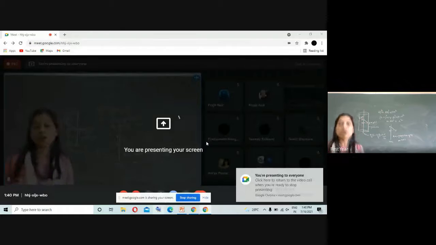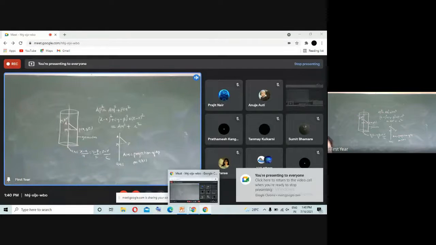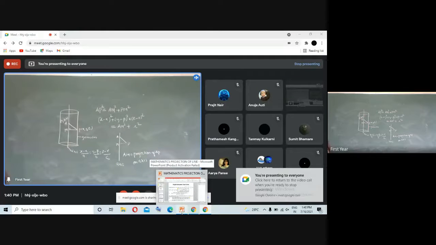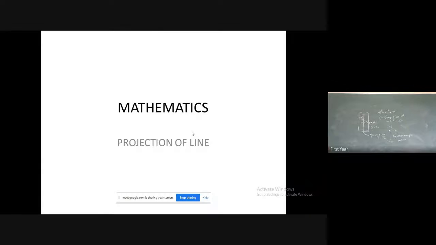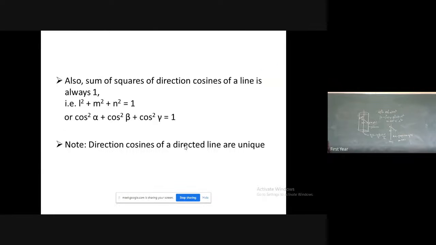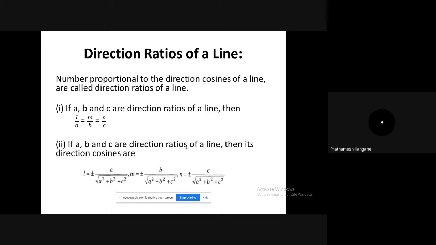Okay? So Prathamesh will tell now how we get the projection of a line segment on a given line. Okay? Yes, Prathamesh, you can start. Just a minute, ma'am.